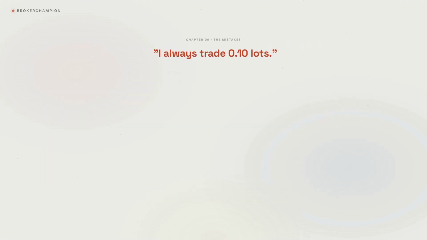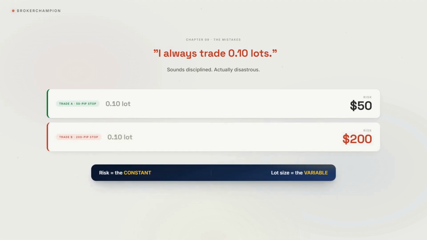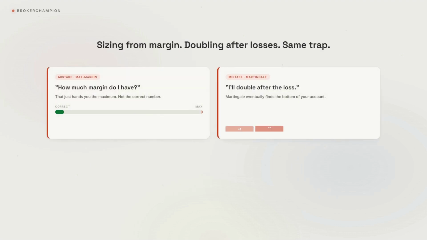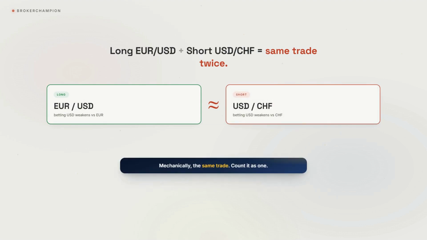The mistakes. The fixed lot size habit. I always trade 0.1 lots. Sounds disciplined, actually disastrous. A 50-pip stop on 0.1 is $50 of risk. A 200-pip stop on the same 0.1 is $200 of risk. The risk should be the constant, the lot size is the variable. Other classics. Sizing from how much margin you have available. That just hands you the maximum, not the correct number. Doubling after a loss. That's martingale, and martingale eventually finds the bottom of your account. Stacking correlated positions, long EUR/USD and short USD/CHF is mechanically the same trade twice, counted as one.